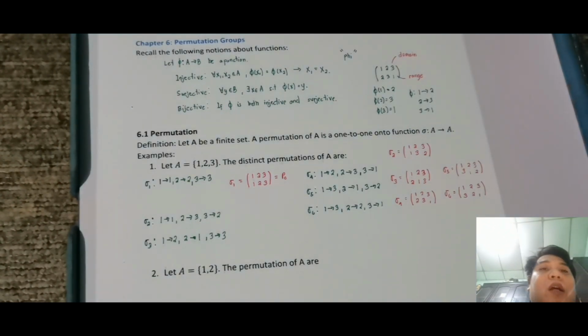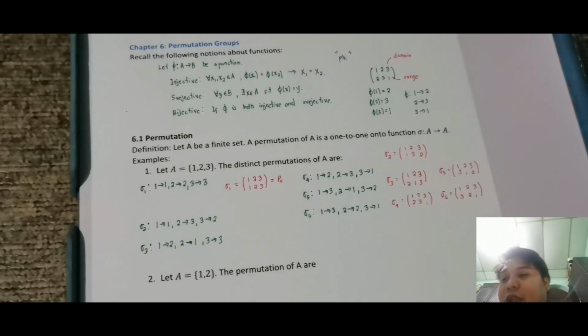So kung napansin mo, ang permutation ng 1, 2, 3, meron kang tatlo, so paano mo mape-permute yan? That is simply 3 factorial, that is 6. So obviously tama yung nagawa natin. So tama yung nagawa natin na permutation.